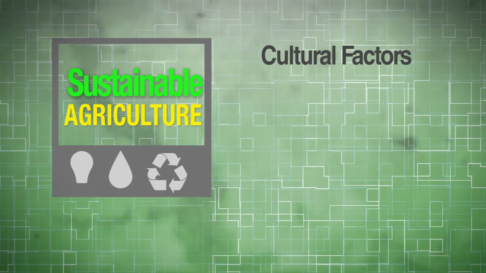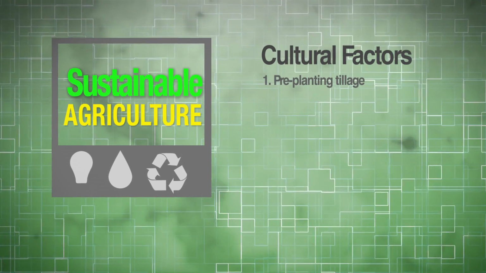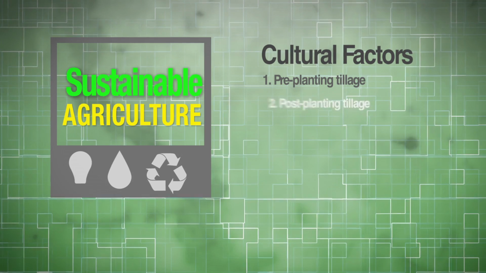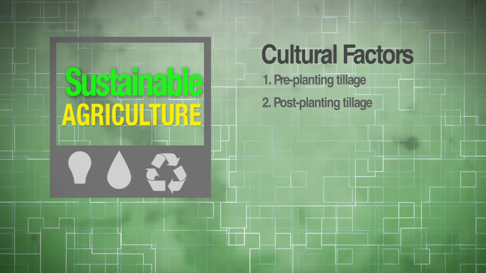Some practices that minimize weed interference to crops may be classified as cultural methods. These are 1. Pre-planting tillage. Weeds are suppressed by incorporating them into the soil. This minimizes early competition, especially from perennial weeds. 2. Post-planting tillage. This minimizes weed interference to crops.